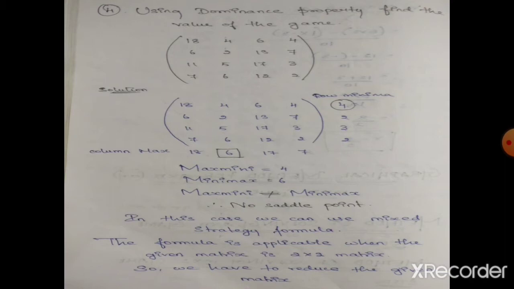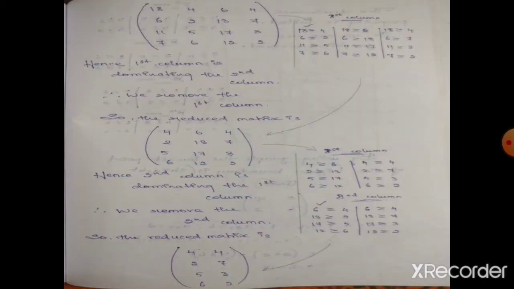Here now we have to come with the dominance property. So using the dominance property only we have to solve this. After that, if we can't reduce to a 2 by 2 matrix, we have to come with the graphical method. So the first one, we have to check the first row. Here if we take row wise, we can't eliminate. That's why we are going for the column wise.